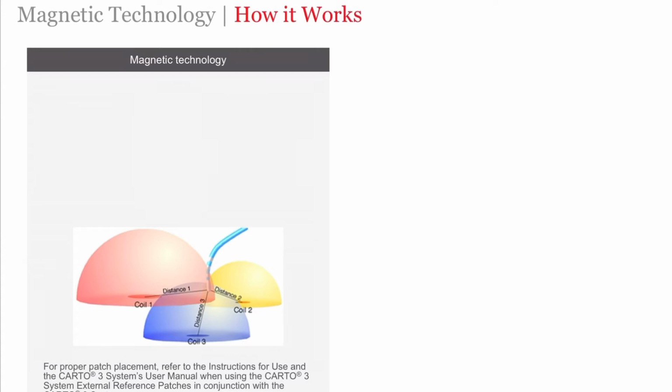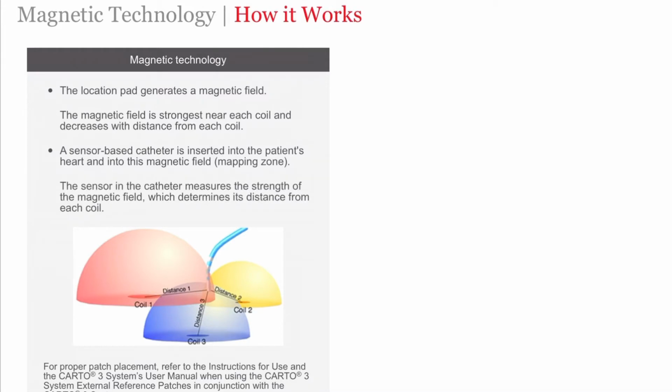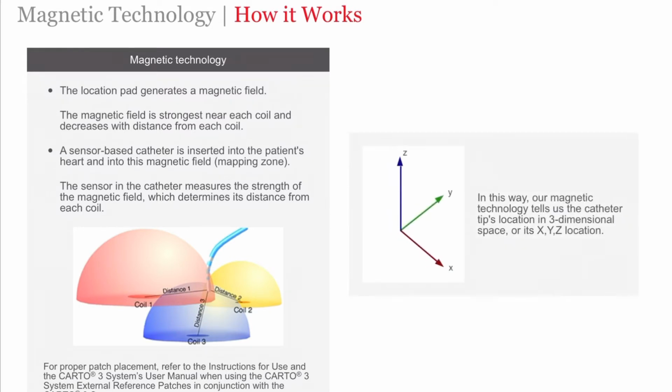Now let's talk about how magnetic technology works. The location pad generates a magnetic field. It's important to note that the magnetic field is strongest near each magnetic coil, and it grows weaker with distance from each coil. A sensor-based catheter is inserted into the patient's heart and into this mapping zone, or magnetic field. The sensor in the catheter measures the strength of the magnetic field, which allows the system to determine its distance from each coil. In this way, the system can determine the location in space, or XYZ location of the sensor tip as it is moved within the patient's heart.